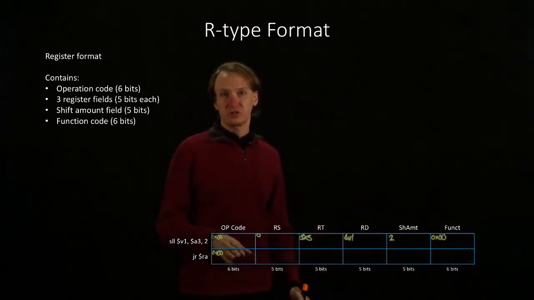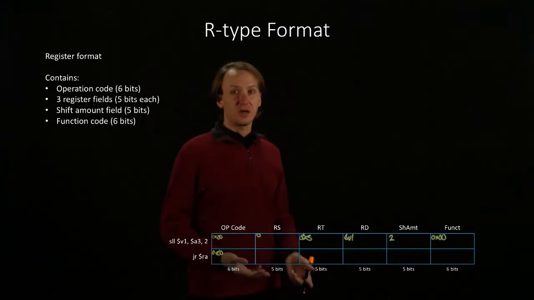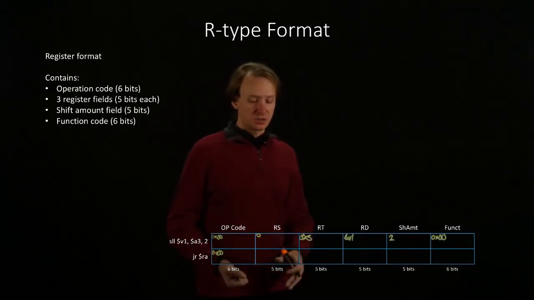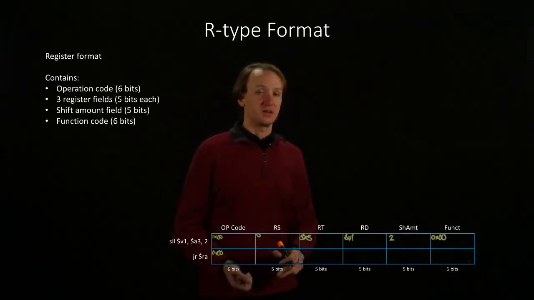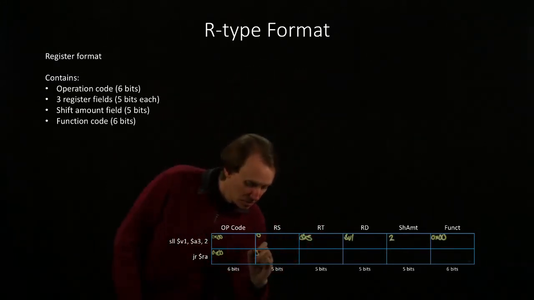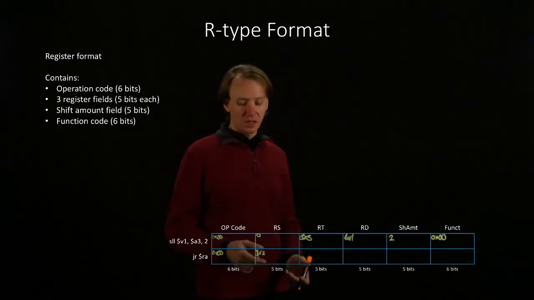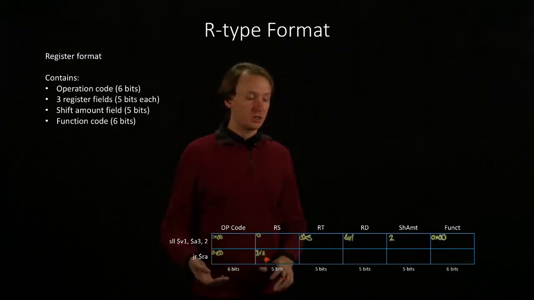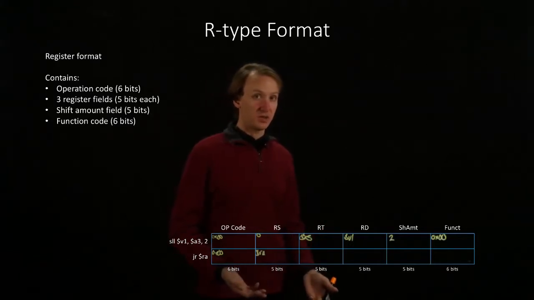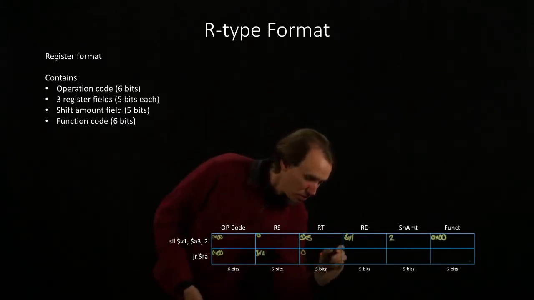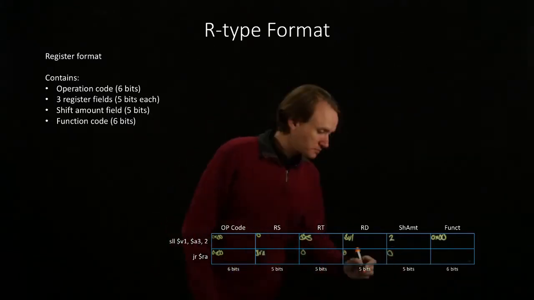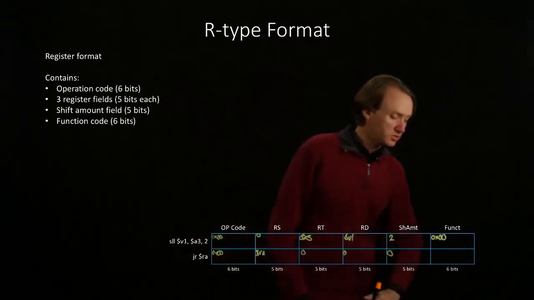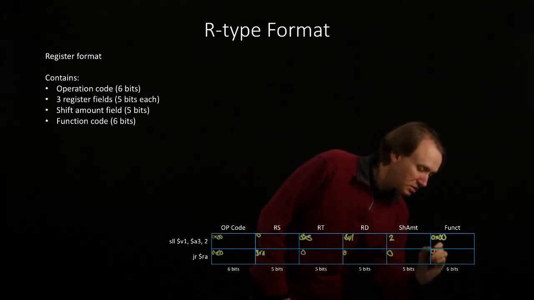Now for our jump register instruction. This time we only have one source register, which is the return address. So in this case, it can go into the RS field. And since that's the only operand I have for my jump register instruction, I'm just going to fill in zeros for the other fields. Finally, the function code for our jump register instruction is 8.